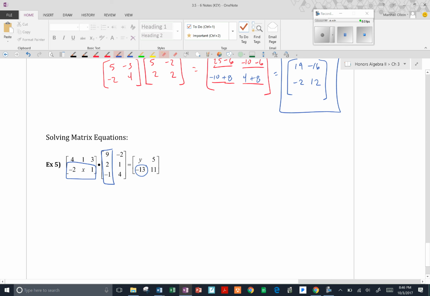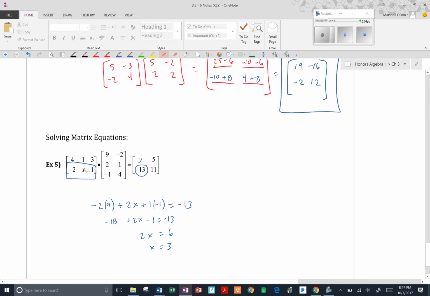That's in the row 2, column 1 spot. So I know that if I took -2 times 9 and added it to x times 2 and added that to 1 times -1, that should equal -13. So I'm just going to simplify. -18 plus 2x minus 1 equals -13. I have -19 over there. I'm going to add that over and get 6. 2x equals 6 and x equals 3.